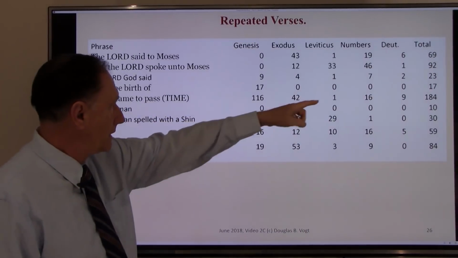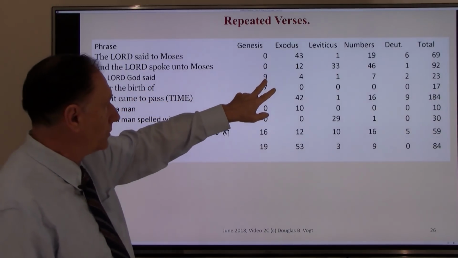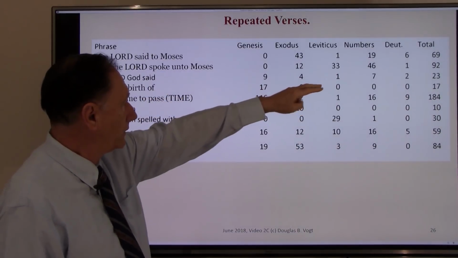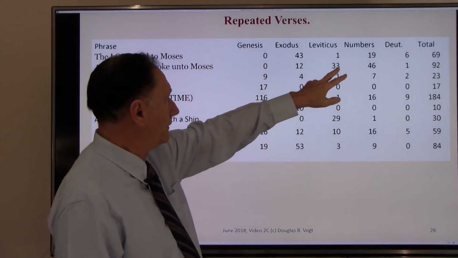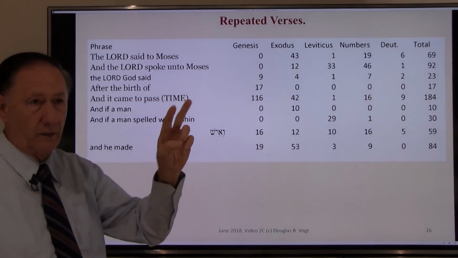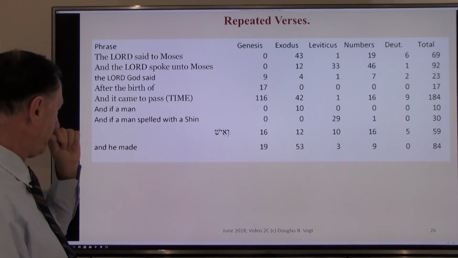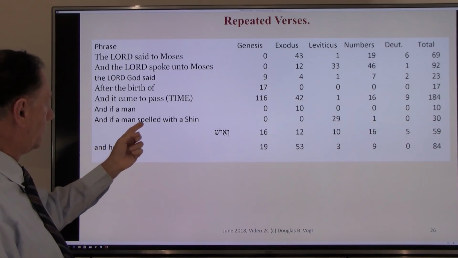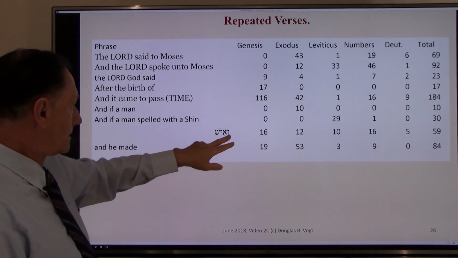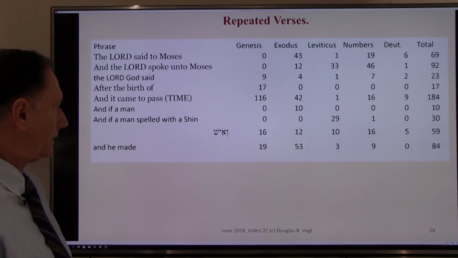"After the birth of," 17 times, but only in Genesis. "The Lord God said," not too many, 9 for whatever. "The Lord spoke unto Moses," a total of 92 times. It mostly shows up starting here, Leviticus, and then Numbers. "The Lord said to Moses," slight difference, only difference of 2 letters, a total of 69 times. And "if a man," with the word spelled with a shin in there, 30 times. Then this, Vav Aleph Yud Samek, total of 59 times.